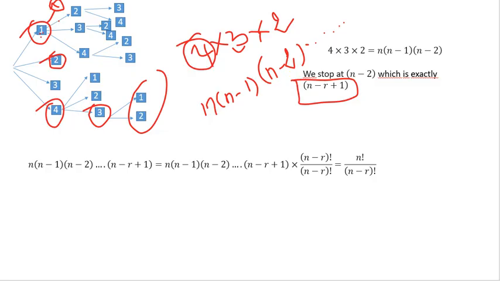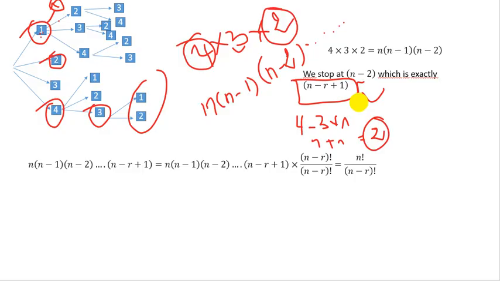For example here I wanted 3 numbers. So I kept subtracting 1. So 4 minus 3 minus 2 until 2. I stopped at 2. What is 2 is n, which is 4, minus r, which is 3. I want 3 numbers plus 1. So it is 1 plus 1, we get 2. I stopped at 2. So this is the rule. We stop at n minus r plus 1.